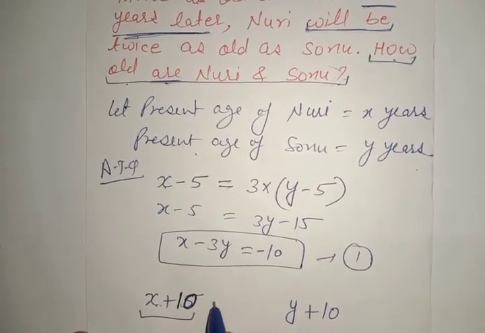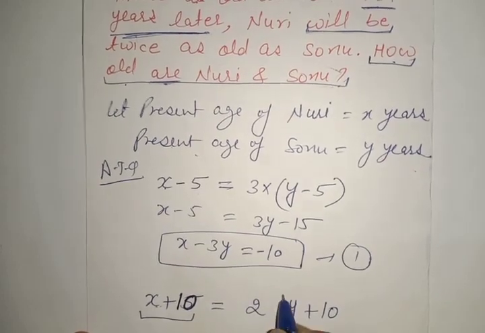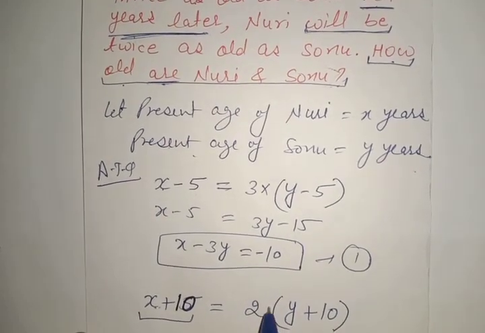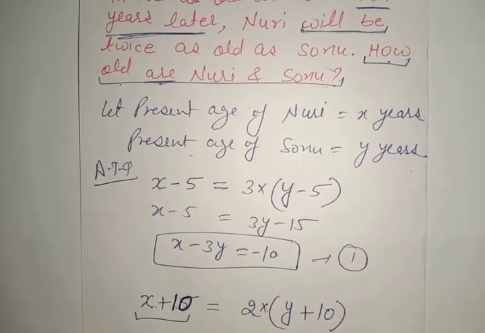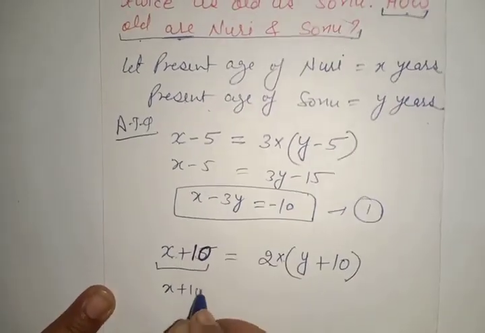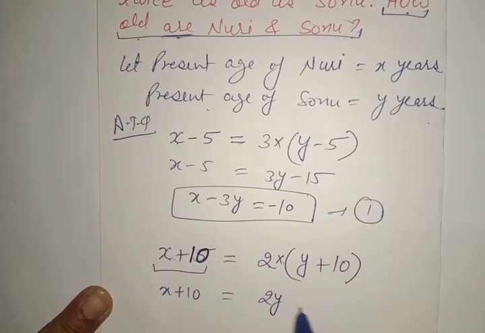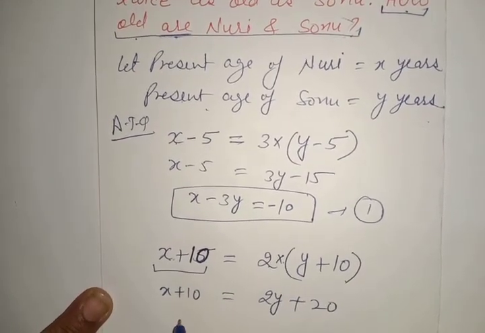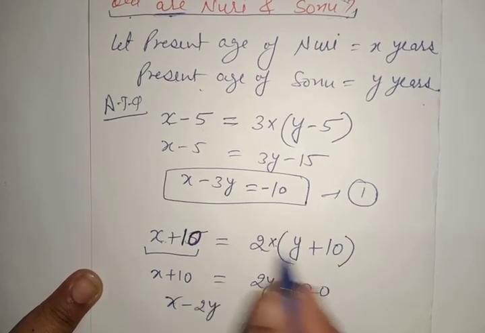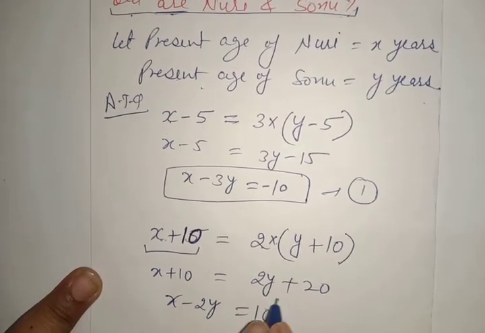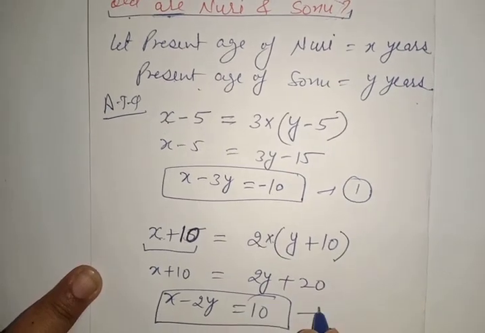Noori will be twice Sonu. Twice means 2 times the age of Sonu. After solving it, x plus 10 is equal to 2y plus 20, and after transposing, 2y will go there, 10 will go there. This equation is x minus 2y is equal to 10.